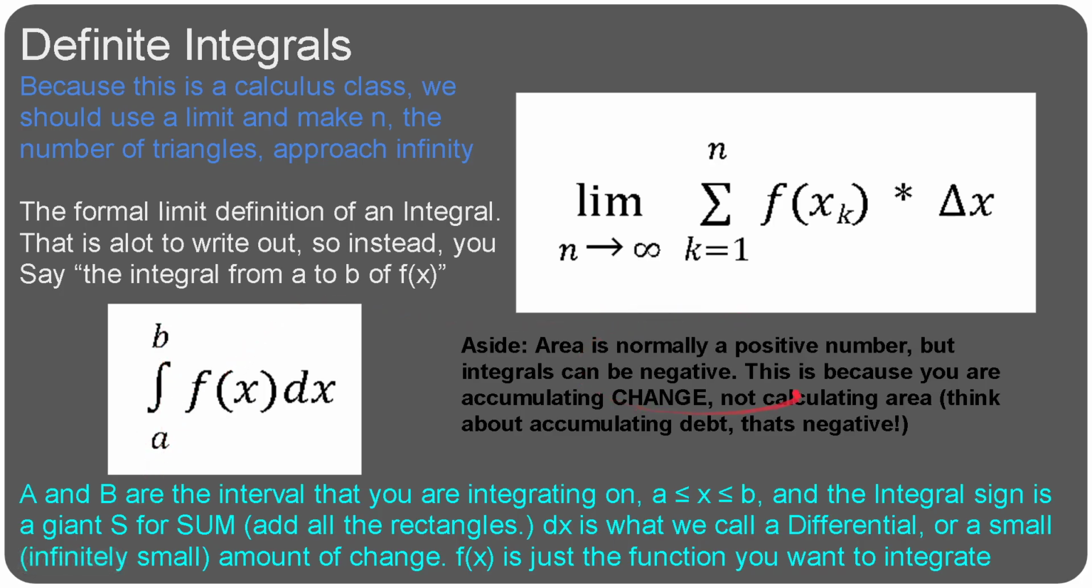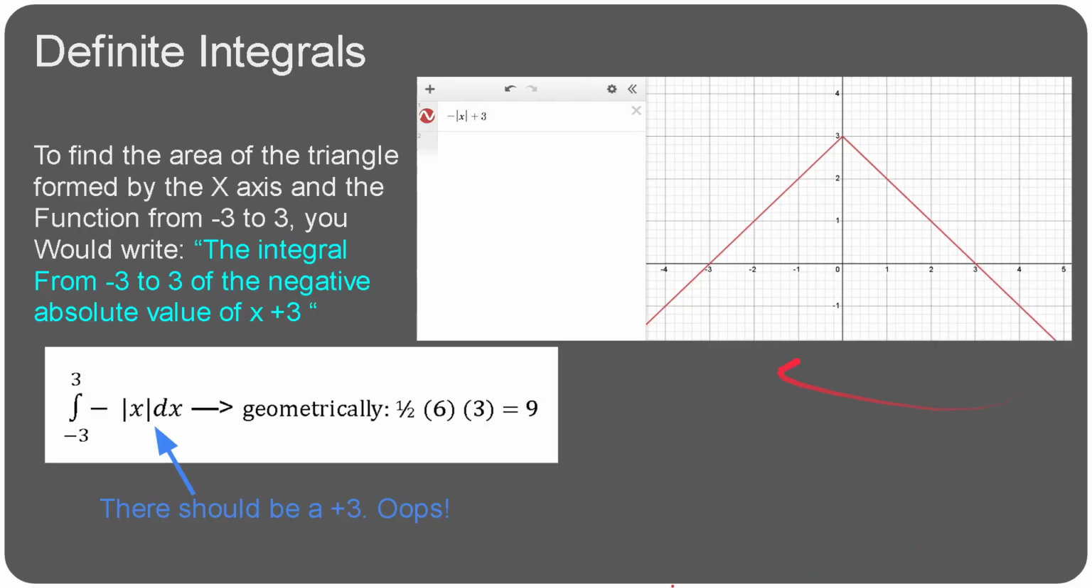As a quick aside, area is normally a positive number, but integrals can be negative. This is because you are accumulating change, not calculating area. So that, once again, connects back to what I mentioned at the beginning of the video. Integrals accumulate change, not area. For example, you can accumulate debt. That is accumulating negative money, right? Negative money, it's not area. You can have negative integrals, if that makes sense.